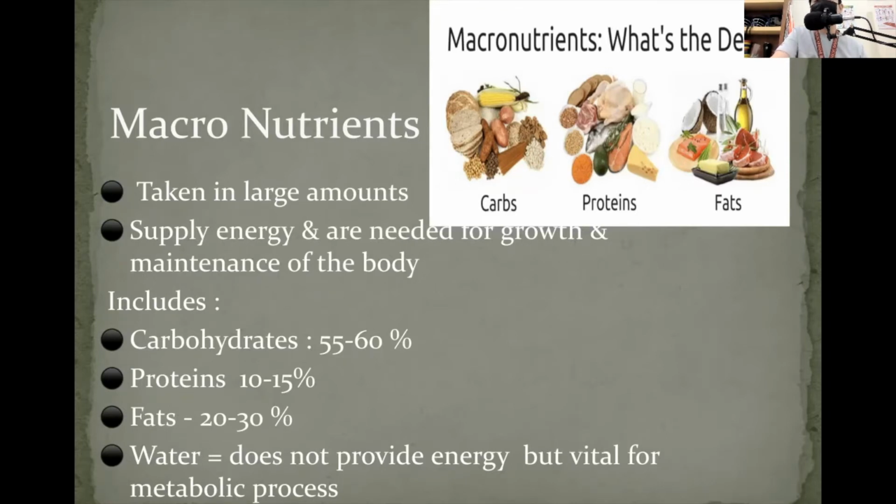which should be 55 to 60%. We should have at least 55 to 60% serving in a day. I'm talking about in a day. Protein should be 10 to 15%, and fats should be 20 to 30%. Yes, we need good fats. I'll be talking more about fats a little later, but our body needs a good kind of fats. Remember, in an Indian meal, we should be having at least 55% consumption of carbohydrates.